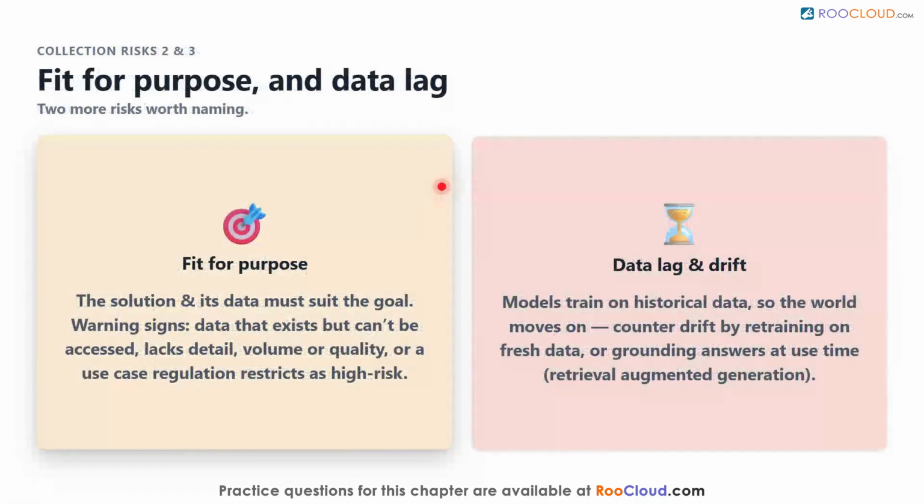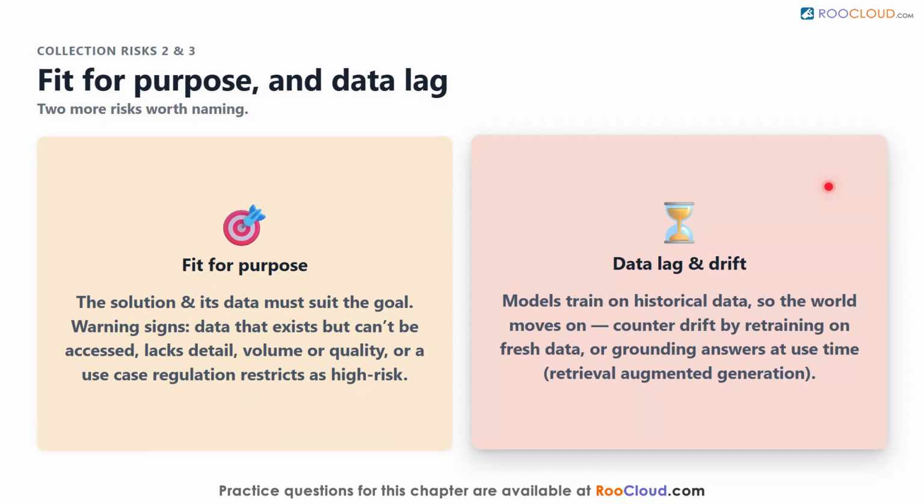The second collection risk is fit for purpose, meaning the solution and its data must actually suit the goal. Warning signs include data that exists but cannot be easily accessed, data that lacks the right detail, volume, or quality, or a use case that regulation restricts as high risk.